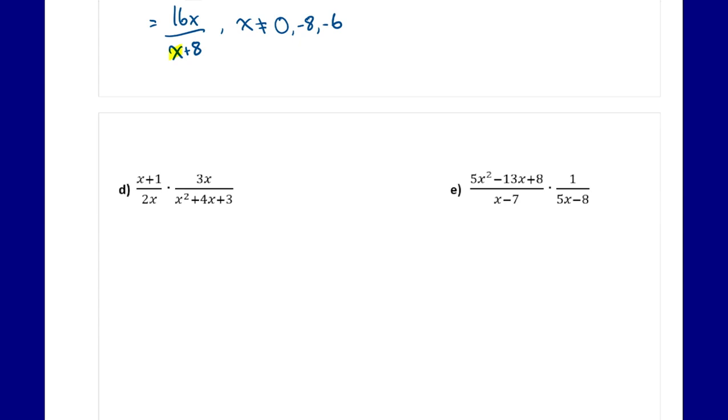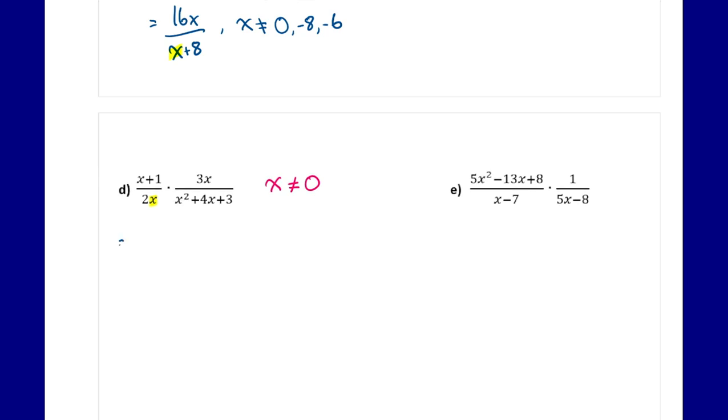The next one, x plus 1 divided by 2x times 3x divided by x squared plus 4x plus 3. So looking at it, there's nothing I can really common factor in the first one. I can factor the denominator of the second one because it is a trinomial. But before I even do that, I should see, oh, I have an x. I can state a restriction. x cannot equal 0. If I set 2x equal to 0 and get x by itself, I get that x cannot equal 0.